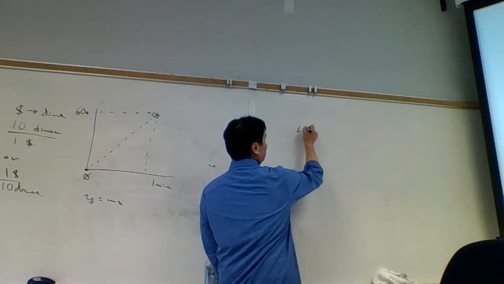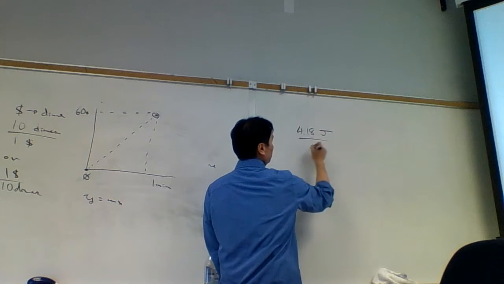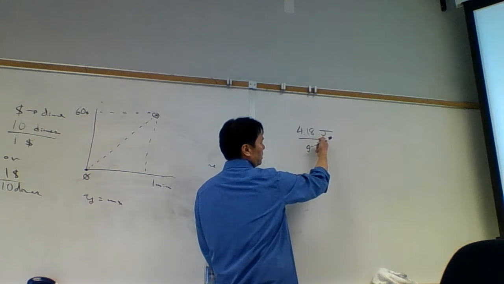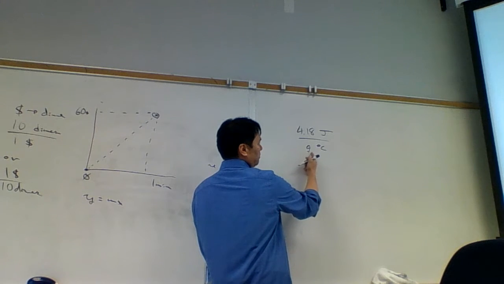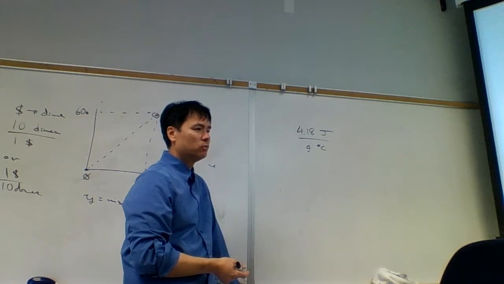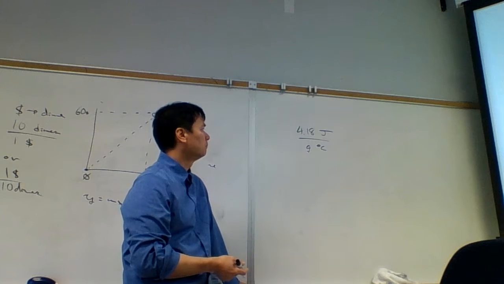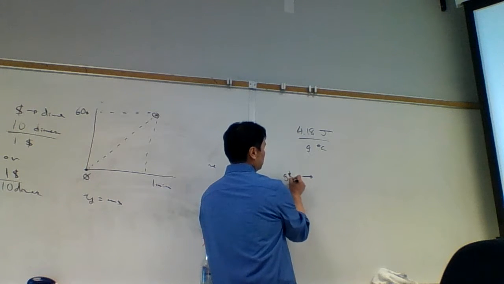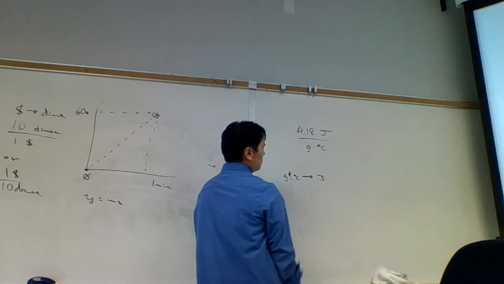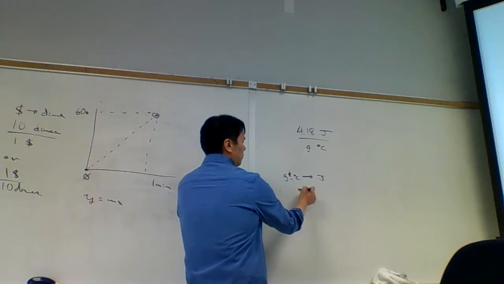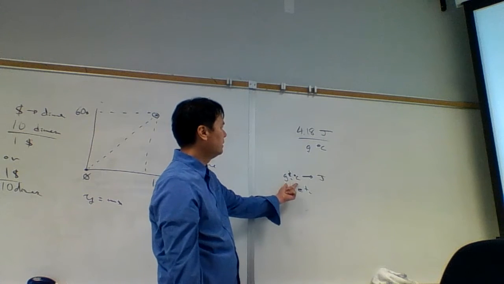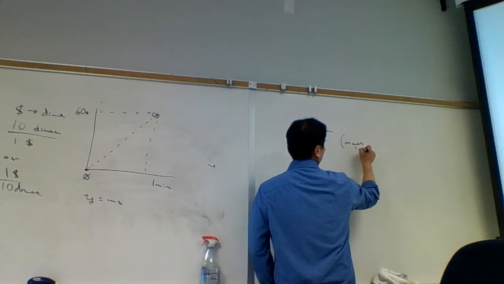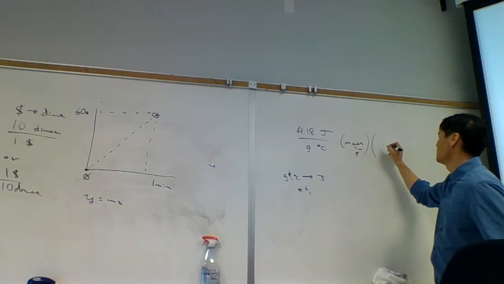We could have 4.18 J per gram per degree C. J stands for joules. We'll talk about joules later. Joules is the unit of energy. This is how many joules it takes to heat 1 gram of water by 1 degree C. This one converts from grams and degrees C to joules, and so we would need to multiply this by two things. We need to multiply by the mass in grams, and we need to multiply by the temperature change.